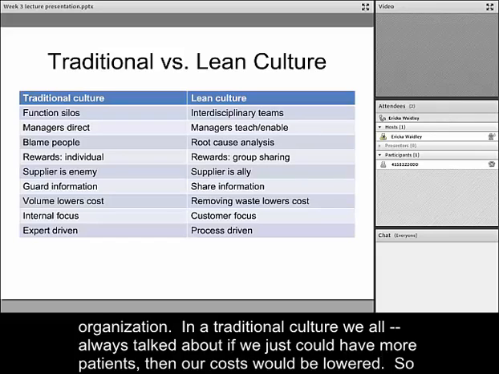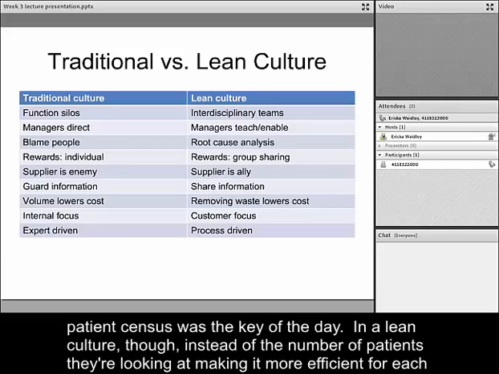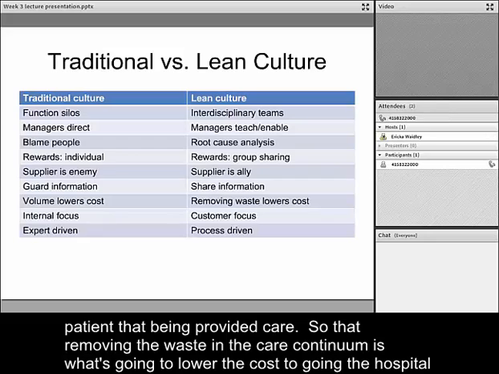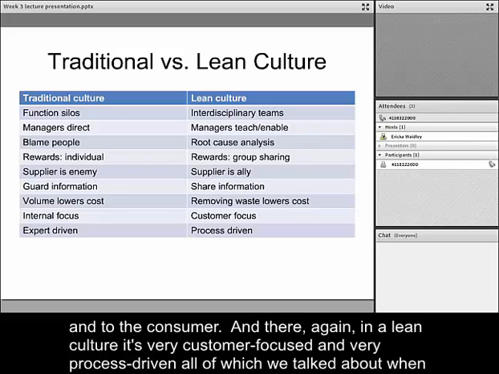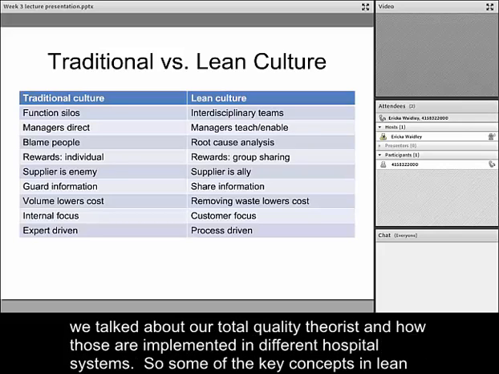In a traditional culture, we always talked about if we just could have more patients, then our costs would be lowered. So patient census was always the key to the day. In a lean culture, though, instead of the number of patients, they're looking at making it more efficient for each patient that's being provided care, so that removing the waste in the care continuum is what's going to lower the cost to both the hospital and to the consumer. And there again, in a lean culture, it's very customer focused and very process driven, all of which we've talked about when we talked about our total quality theorists and how those are implemented in different hospital systems.